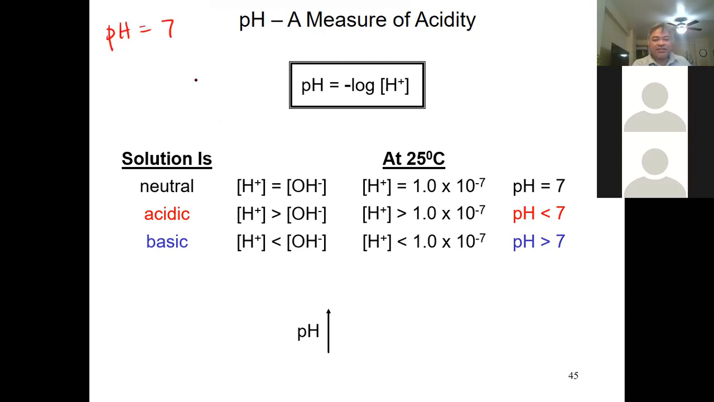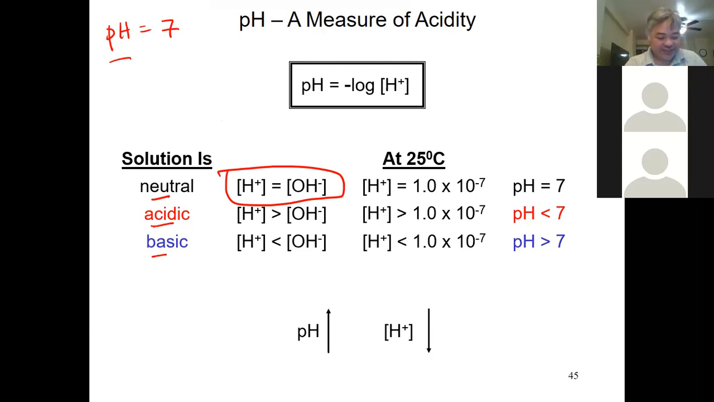Na sinasabi natin, if it's more than 7, it's basic. If it's less than 7, it's acidic. If it's equal, it's neutral. But if you're going to look at this pH, it just tells you the relationship of the ions concentration with one another, especially H plus and hydroxide.